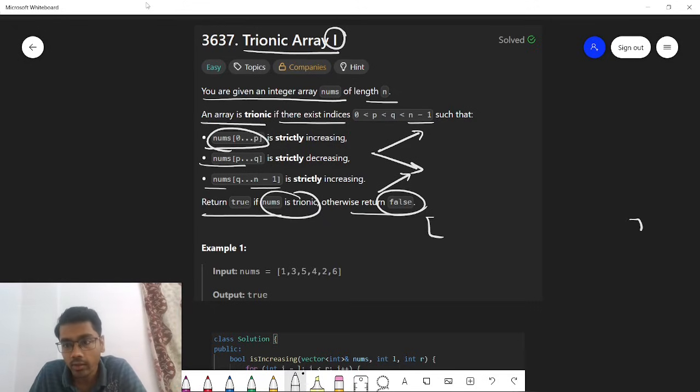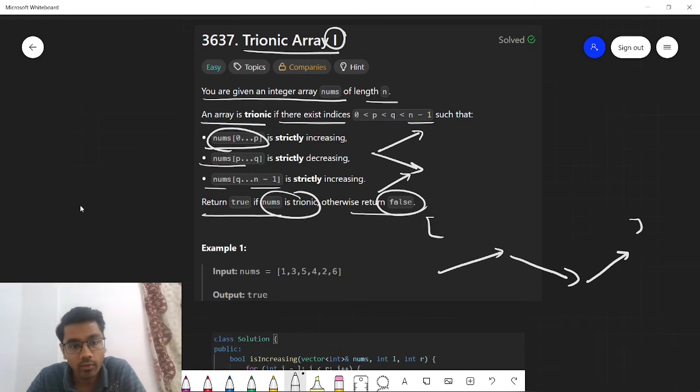The question is saying that you are given a nums array. You need to find whether in this nums array there exists this kind of pattern or not. The first part should be increasing, the second part should be decreasing, and the third part should again be strictly increasing.